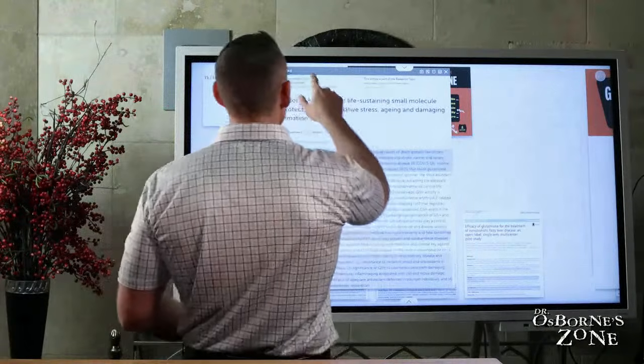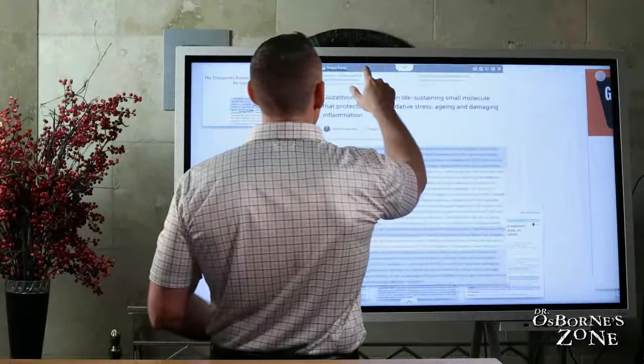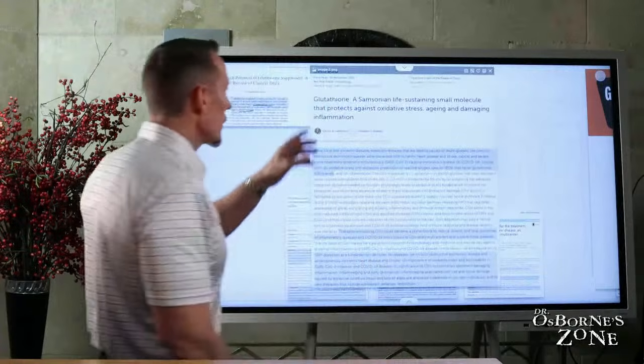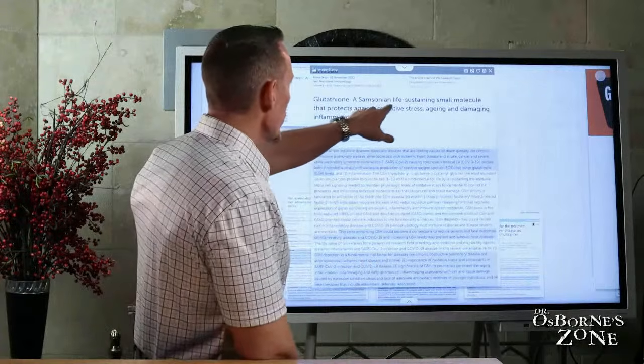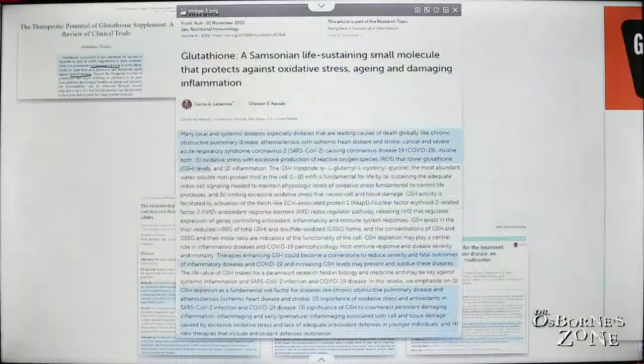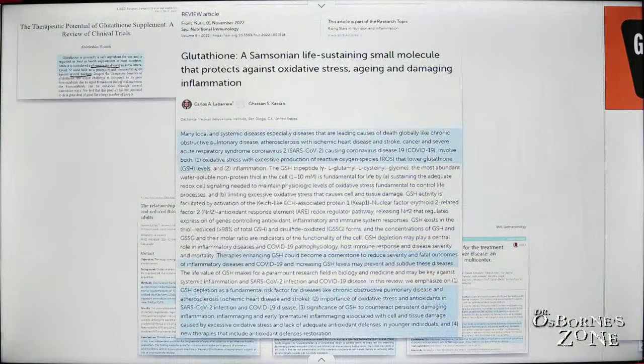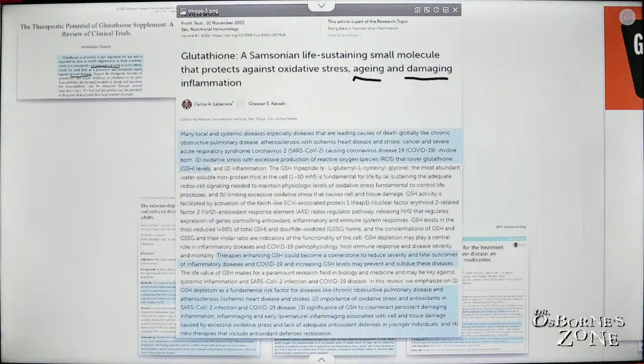We'll check these out. So you can see this was published in Frontiers in Neurology. Glutathione, a Samsonian life-sustaining small molecule that protects against oxidative stress, aging, and damaging inflammation. Again, an anti-inflammatory. So let's just paraphrase here.